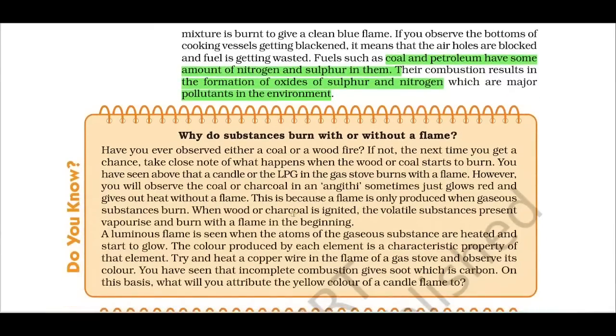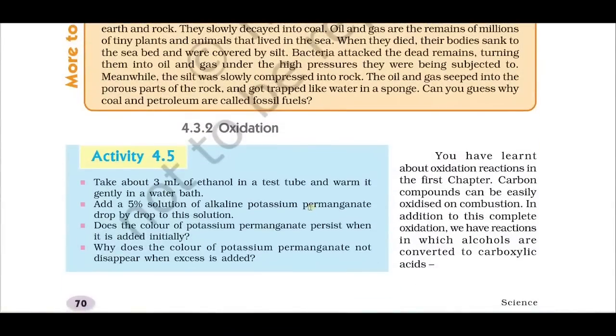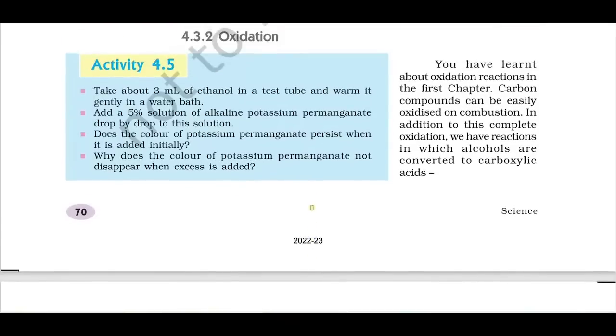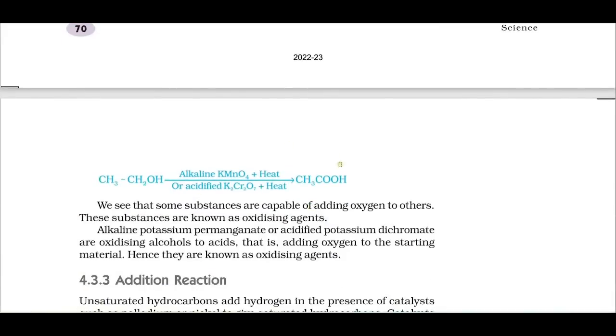in acid rain. Next, a very important chemical property is oxidation of carbon compounds. That is, you can convert alcohols into carboxylic acid by using what? Strong oxidizing agents such as alkaline potassium permanganate or acidified potassium dichromate. So you can convert alcohol into carboxylic acid by using a strong oxidizing agent. Example, alkaline potassium permanganate or potassium dichromate.